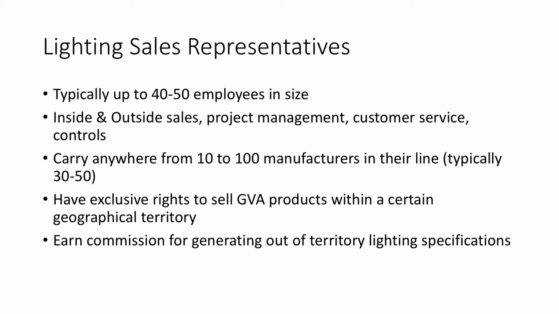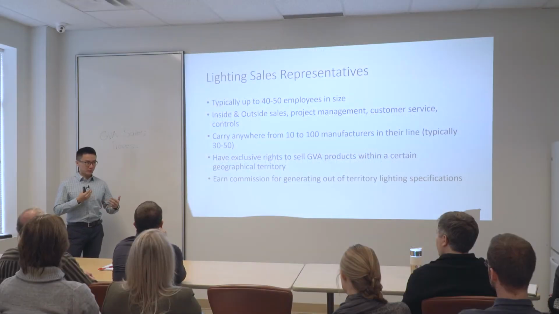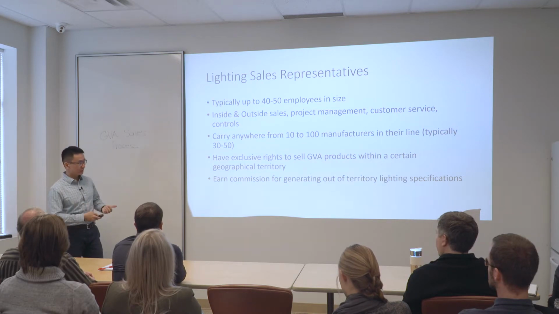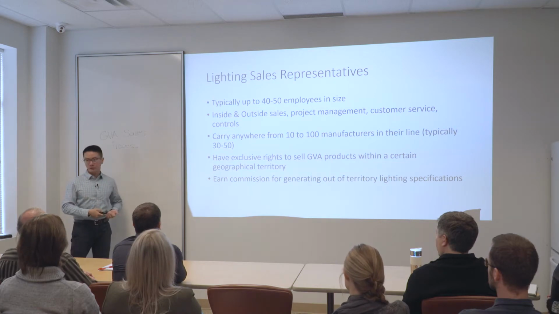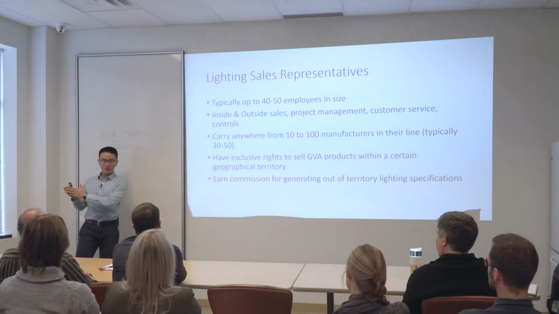They typically have exclusive rights to sell GVA products within a certain geographic territory, and exclusive rights to show people and do demos within that geographic area. They earn commissions for generating lighting specifications, not only for sales they make within the territory. For example, if we have a lighting specifier in New York City who specifies a project that ends up being in Denver, and that project ends up being sold, then the rep in New York City picks up commission for working with lighting designers in New York City.